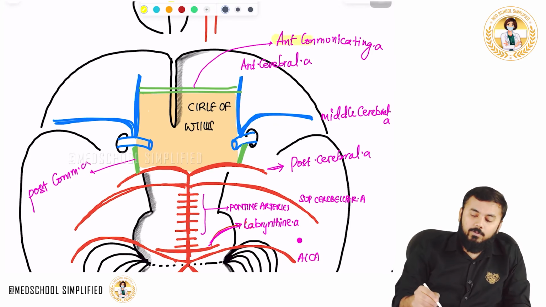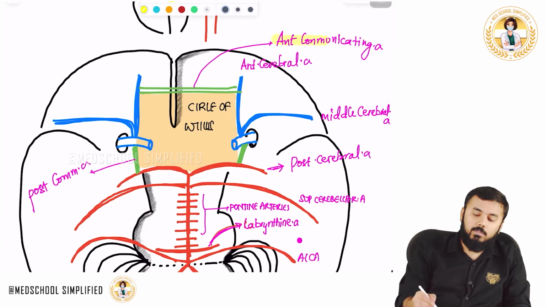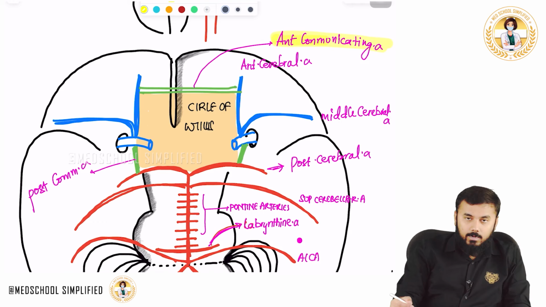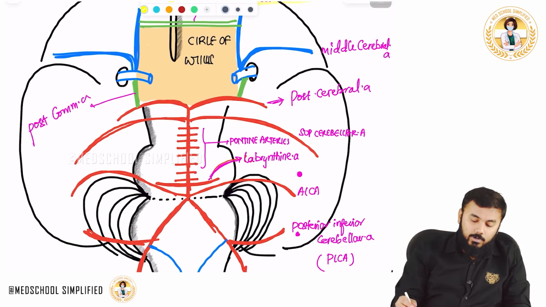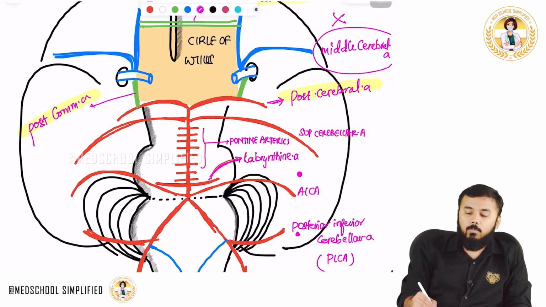If I ask you, Circle of Willis is formed by what arteries? It means what arteries take part in the formation of Circle of Willis? One is your anterior communicating artery, another one is your anterior cerebral artery, another one is your internal carotid artery. Next you have got the posterior communicating artery, posterior cerebral artery. The important question over here is that the middle cerebral artery does not take part in the formation of the Circle of Willis. This is the thing I want you to remember.